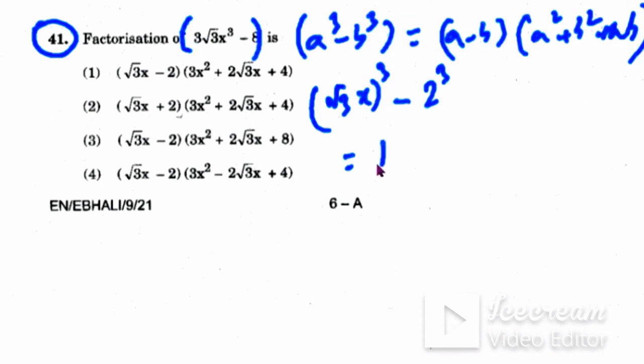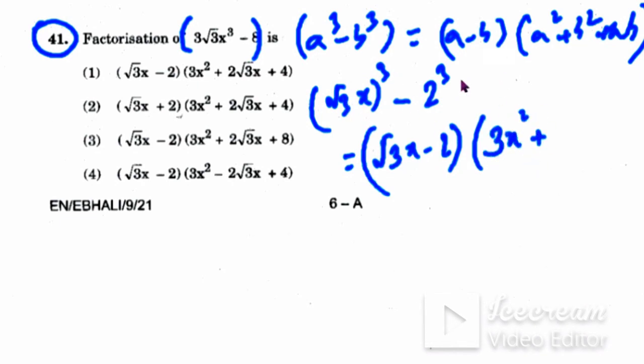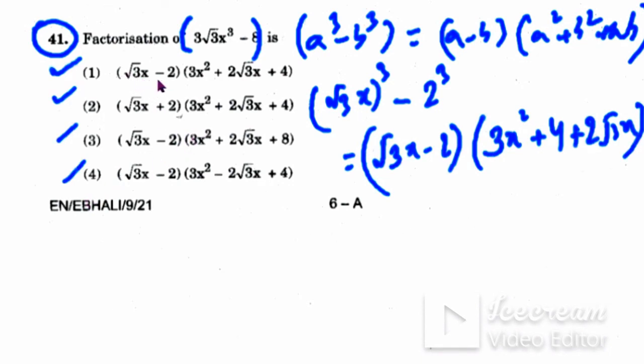So this you can write as root 3 x minus 2, that is a minus b, and another one is a square, that means root 3 x square means 3x square, and then plus 2 square, that is 4, then plus 2 into root 3x, that is ab. So you can match in this solution 1 2 3 4. So where is your answer? A is your answer, root 3x minus 2 and then 3x square plus 4 plus 2 root 3x.